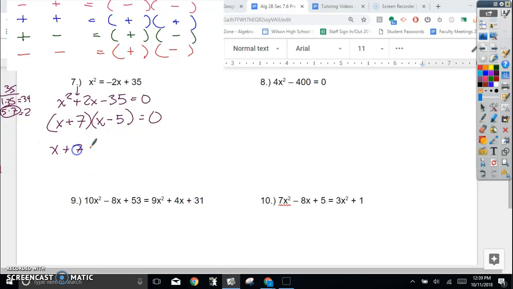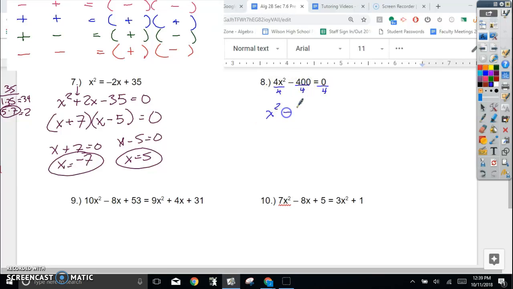All right? So business as usual after that. Set it equal to 0. Get x by themselves. So x is also positive 5. So 7 is complete. Going down here to 4. Looks like we have a GCF of positive 4. So it's going to leave us with x squared minus 100 equals 0. If it helps you to think of this as x squared plus 0x minus 100, you do that.